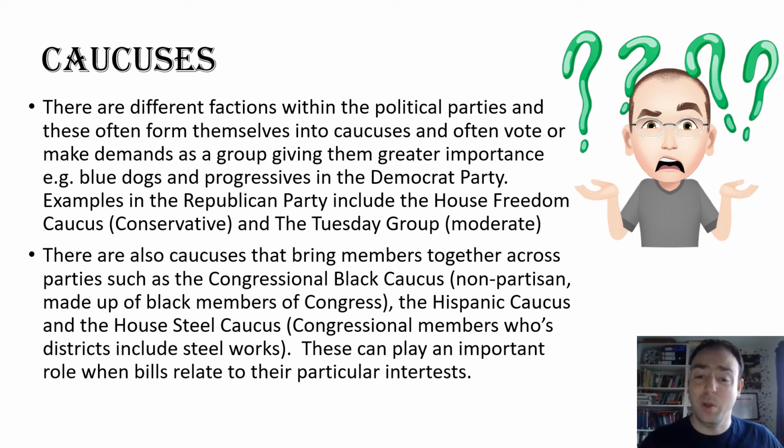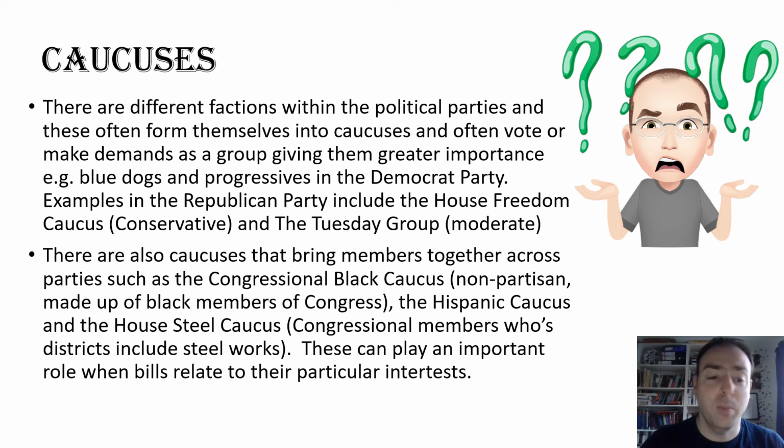There are also caucuses that bring members together across party lines. So, for example, the Congressional Black Caucus, which is non-partisan, though dominated by the Democrats, is made up of black members of Congress from both parties. There's a Hispanic Caucus, which is obviously a similar but different group. And then we see other ones like the House Steel Caucus, which is congressional members whose districts include steelworks.